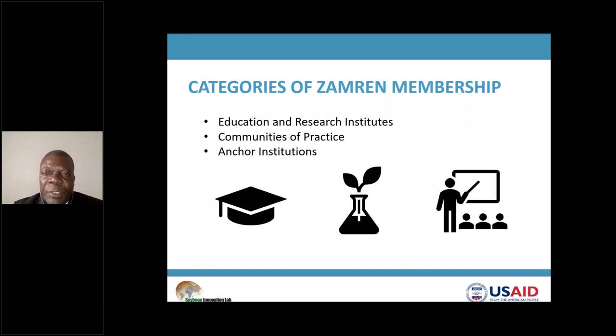So for categories of membership, we wanted to be very specific, because the law demands that we operate within the law. So we connect institutions that are in education and research, then also communities of practice. These are those that regulate the professional bodies in Zambia, and also anchor institutions. Anchor institutions are those that support learning and research institutions in Zambia.